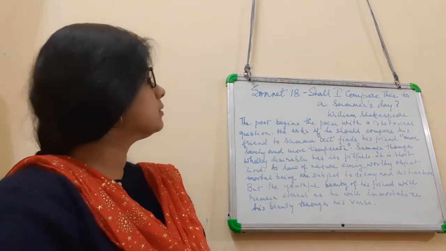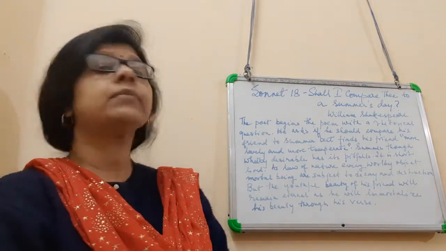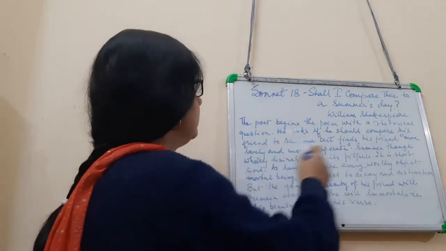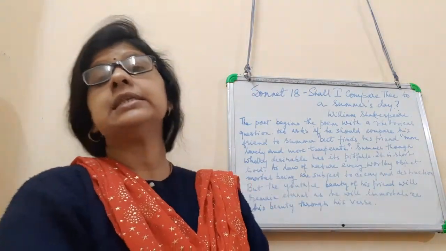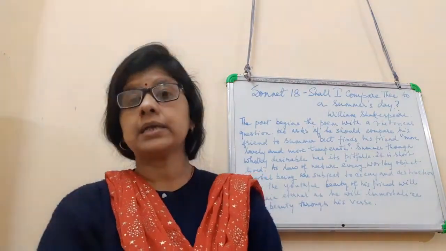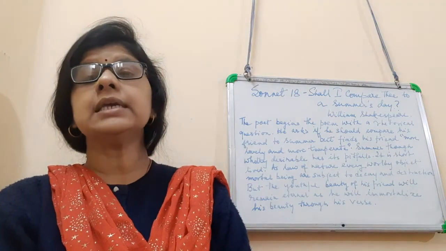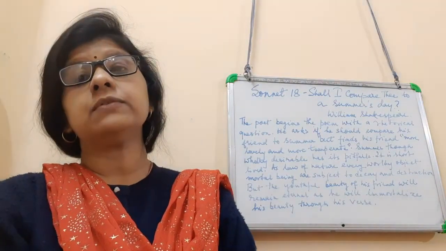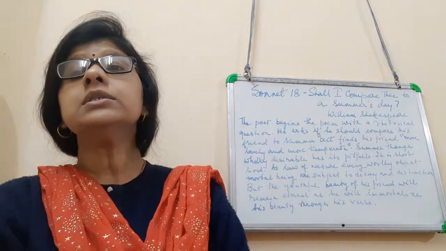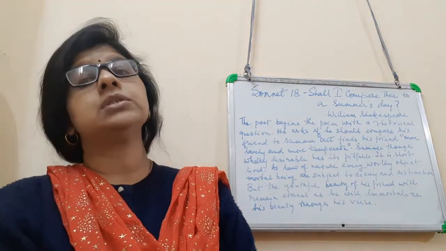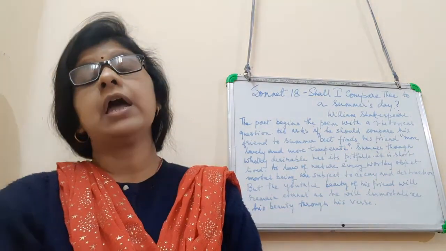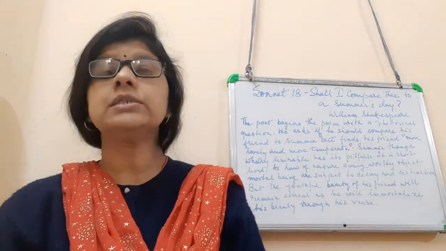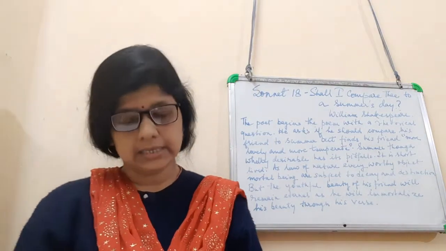And what he says is that summer's day means the summer season, and then he finds that his friend is more lovely and more temperate. He finds that summer also has its drawbacks, but his friend's youth, the youthful beauty of his friend, will remain forever. How? Because he will write about his youthful beauty in the poem itself, and as long as people read the poem, his friend will remain young forever. Now let us read the poem first, and then we will go on to the line by line explanation.